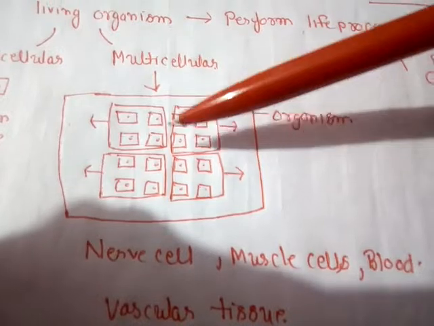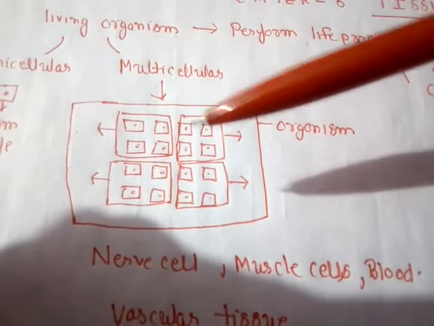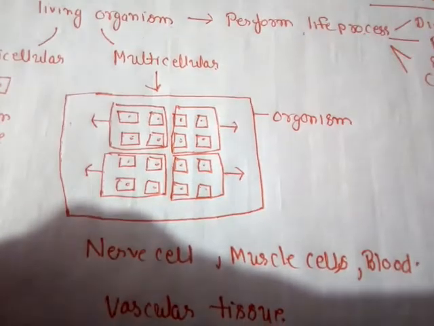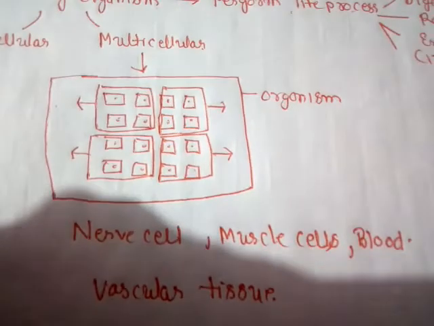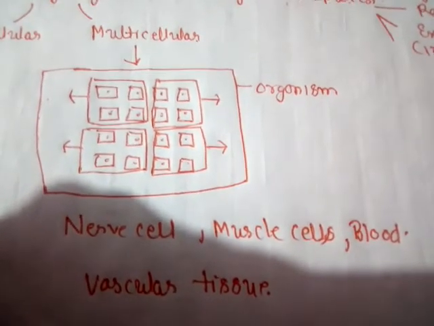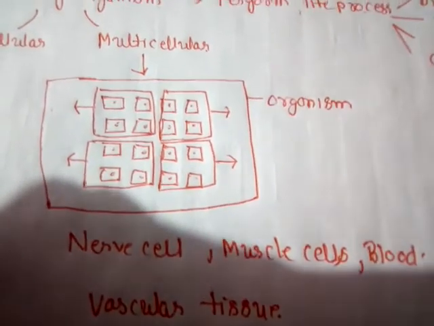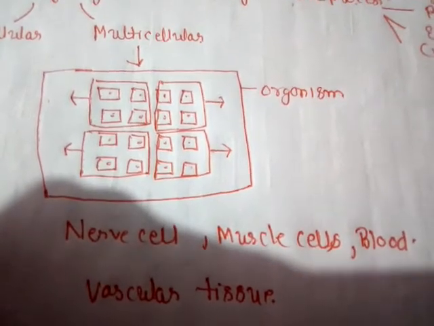That means they have divided the labor, and this division of labor is seen only in the multicellular organism. As you can see, in a multicellular organism the different groups of cells are performing different functions, and to perform these functions those cells become specialized.